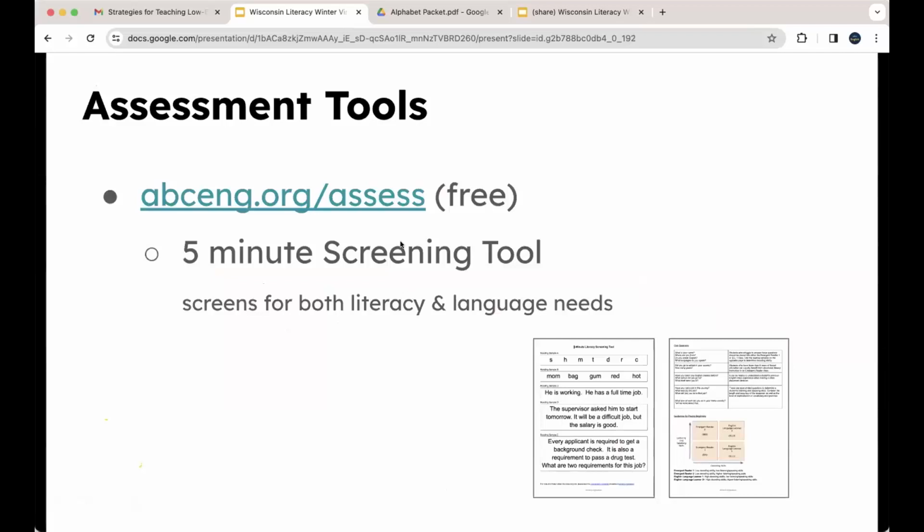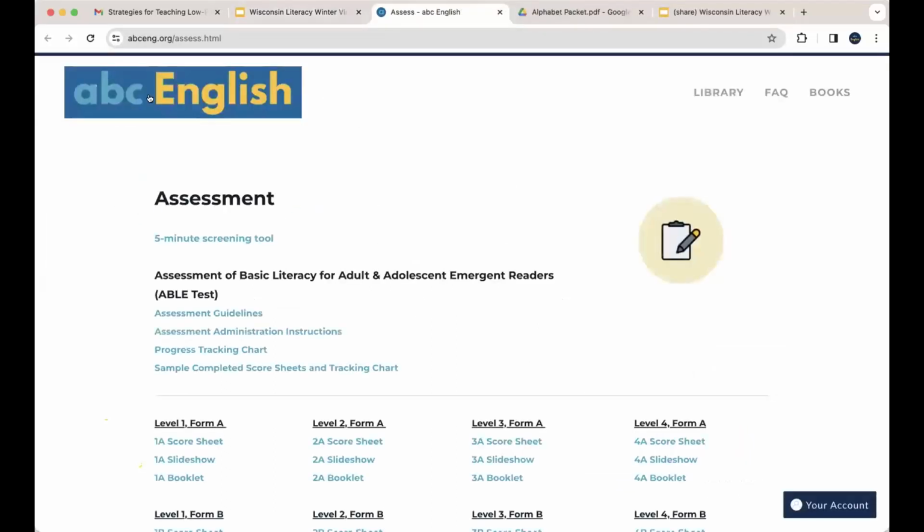Okay, so let's take a short sidebar to talk about this assessment a little bit. This is also a free tool that you're welcome to use if you think it would be useful for you. It's called the 5-minute screening tool. It's at the ABC English website.